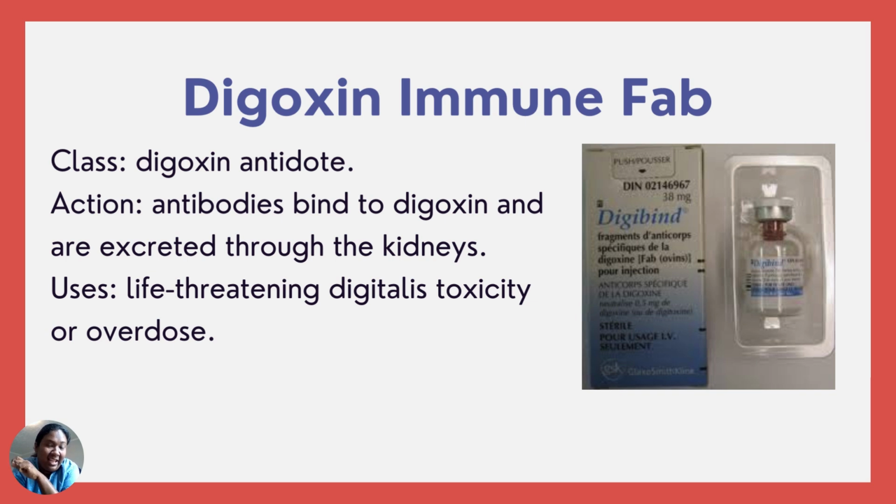Next, you see on the slide Digibind or Digoxin Immune Fab. This is the antidote of digoxin. So when you learn about cardiac glycoside, when you learn about digoxin, you also learn about Digibind at the same time, because when you have digoxin preparation in the ICU, especially, you have Digibind as well. The class is digoxin antidote, and the action is it binds the digoxin and it makes sure that this is excreted through the kidneys. And the uses, obviously, when the patient has overdose and when the patient is in toxicity.